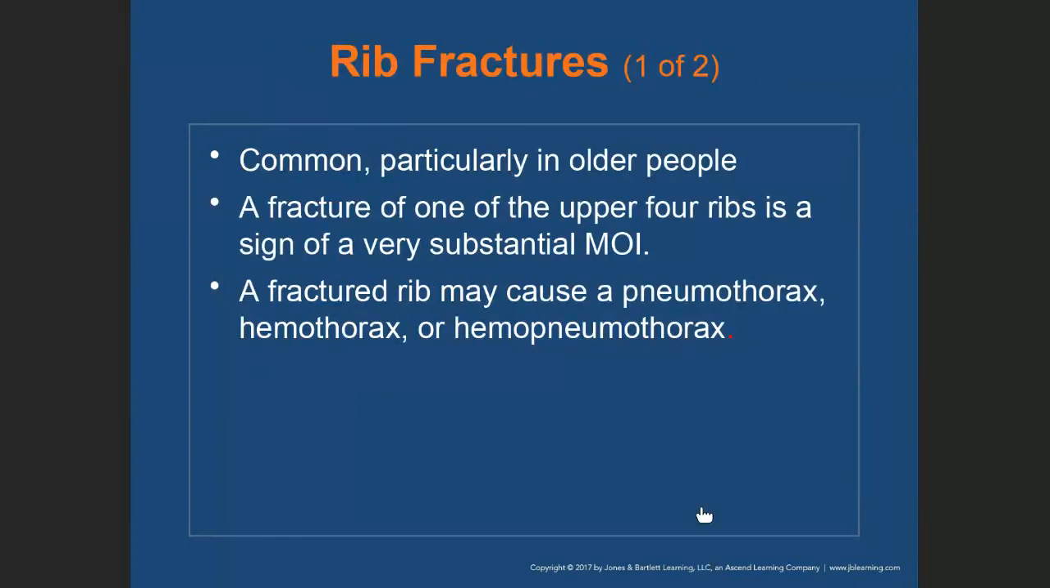Rib fractures are common, particularly in older people and persons in full contact sports. A fracture of one of the upper four ribs is a sign of a very substantial MOI. Remember that the first 7 are your true ribs, so they are directly attached to the sternum. So if the first 4 is fractured, it takes a lot of force to break that. A fractured rib may cause a pneumothorax, can cause a hemothorax, and it can cause a hemopneumothorax.